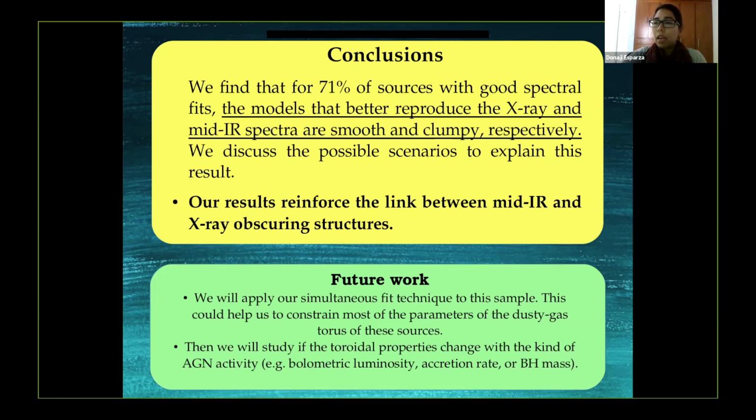In future work, we will apply our simultaneous fitting technique to this sample. This could help us to constrain most of the parameters of the dusty gas torus of the sources. And then we will study if the toroidal properties change with the kind of AGN activity, for example, the luminosity, the volumetric luminosity, the accretion rate, or the black hole mass. And this is all.